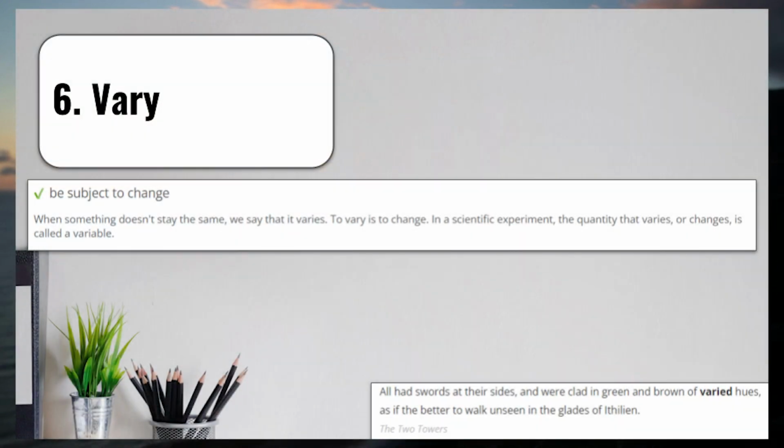Term number 6 we have is vary. For something to vary means that it's going to be subject to change. When something doesn't stay the same, we say that it varies. To vary is to change. In a scientific experiment, the quantity that varies or changes is called a variable.